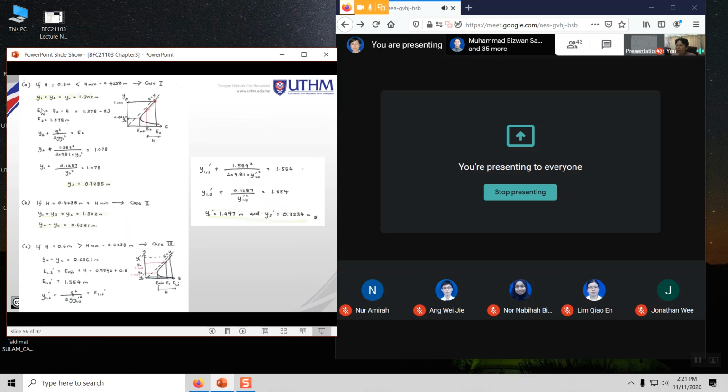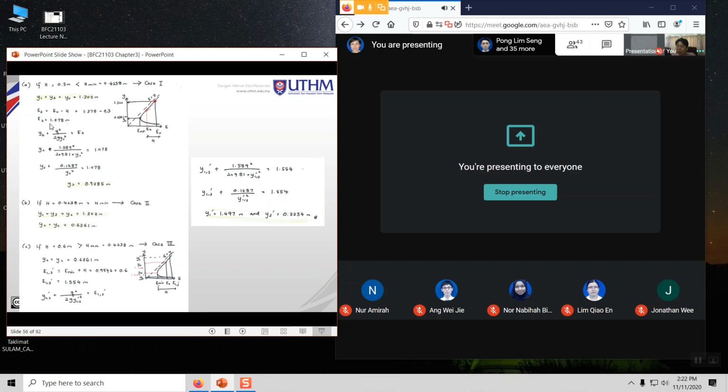all right. So for case 1, you know that Y1 is equal to Y0 and Y3 is equal to Y0. Therefore, I wrote there Y1 is equal to Y3 equals to Y0 equals to 1.302 meter. Okay, that's it. Now, we need to find Y2. To get Y2, we need to know what is our E2. Now, E2 is equal to E0 minus H. So, I have E0 already. I also have H, which is given 0.3 meter. So, my E2 is 1.078 meter.